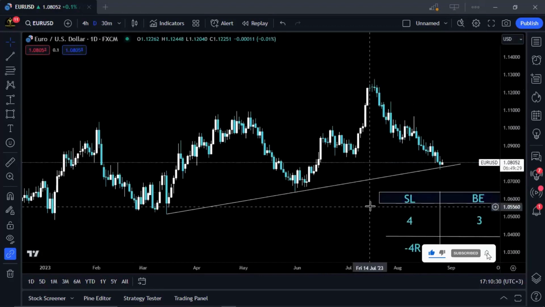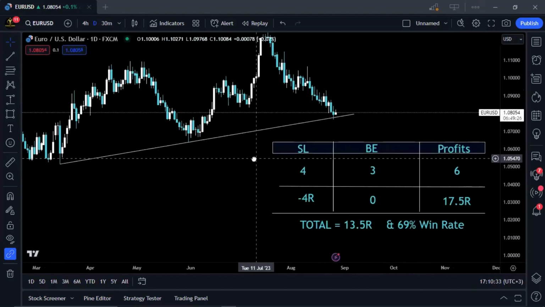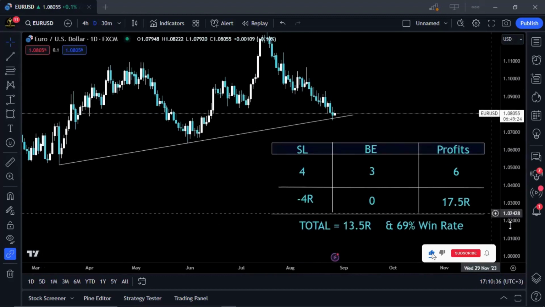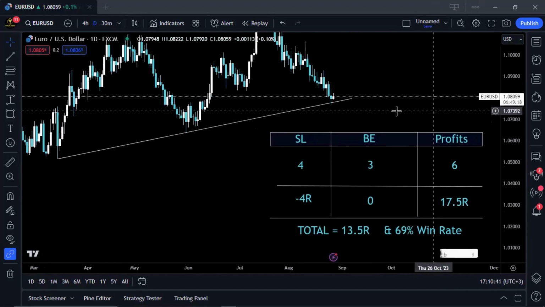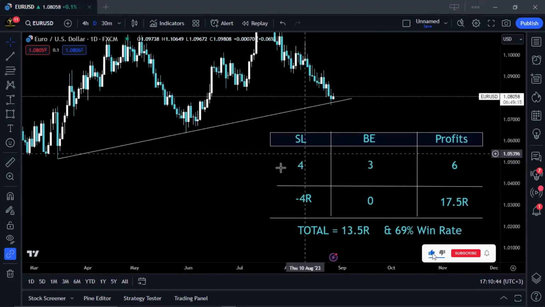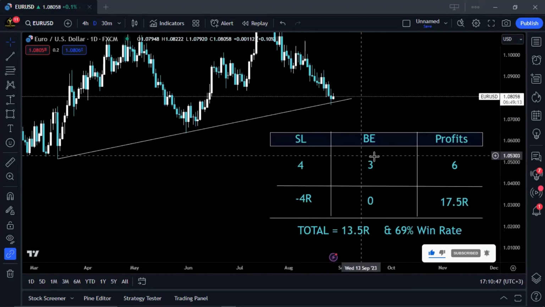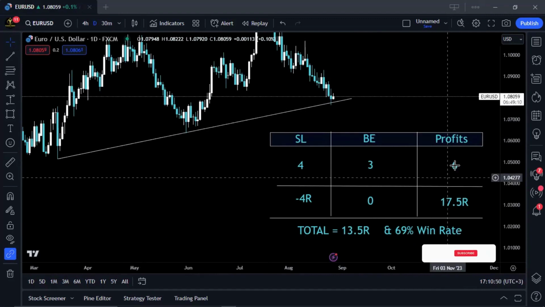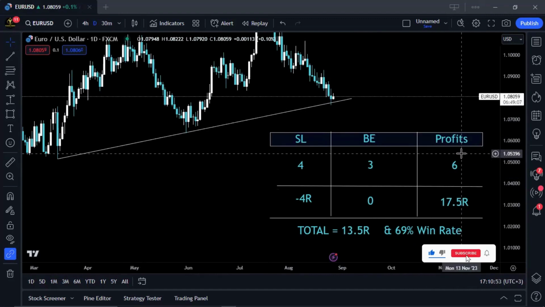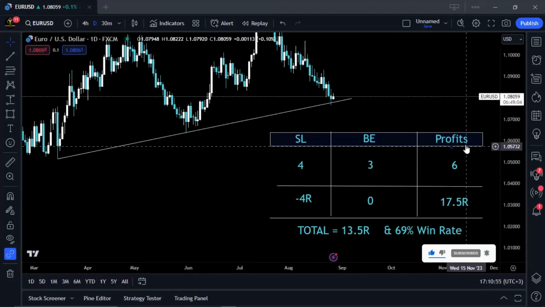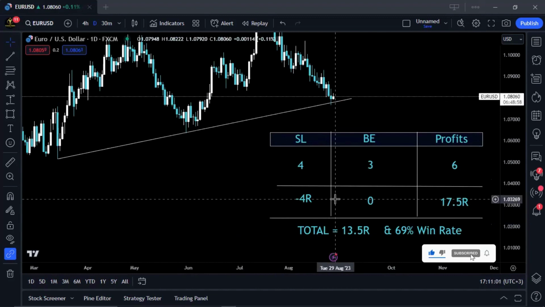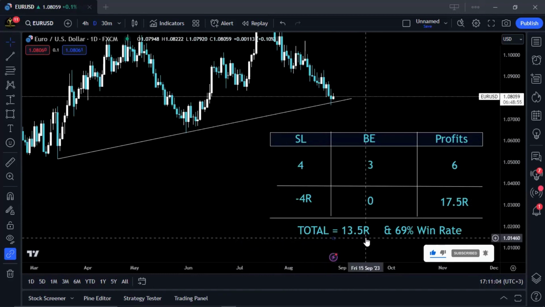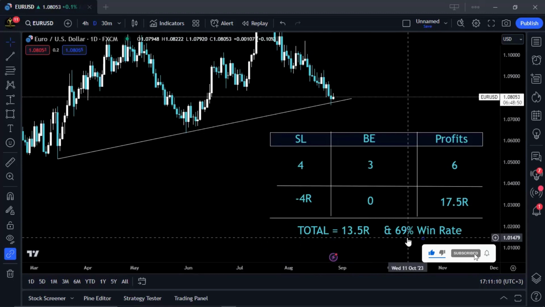But before we do that, these are the stats for the past 3 months. For the Euro USD pair, we had 13 trading opportunities. 4 of them hit SL, 3 went break even, and 6 of them we closed in profits. That gives us a total of 17.5 R in profits, 0 break even, and negative 4 R in stop loss, with a net total of 13.5 R in profits. So that gives us a 69% win rate.